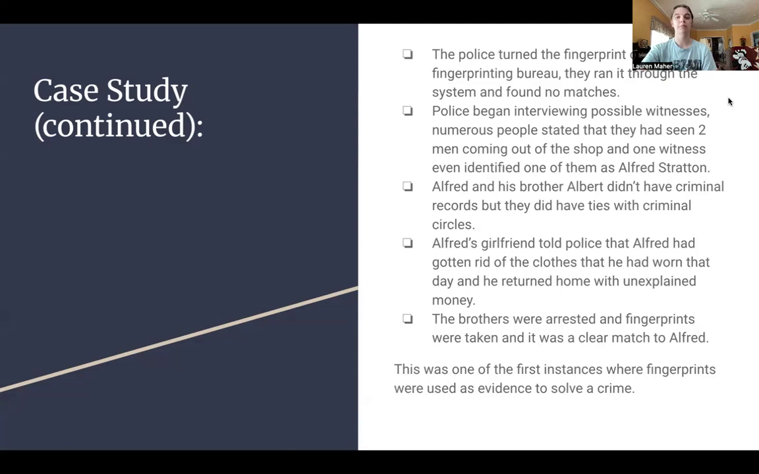Alfred and his brother Albert didn't have a criminal record, but they did have ties with criminal circles. Alfred's girlfriend told police that Alfred had gotten rid of the clothes that he had worn that day, and he returned home with unexplained money. The brothers were arrested and fingerprints were taken, and it was a clear match to Alfred's. This was one of the first instances where fingerprints were used as evidence to solve a crime.